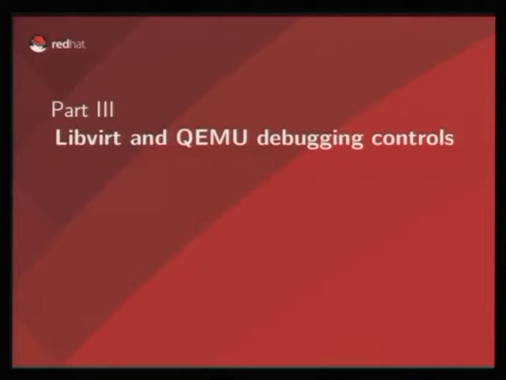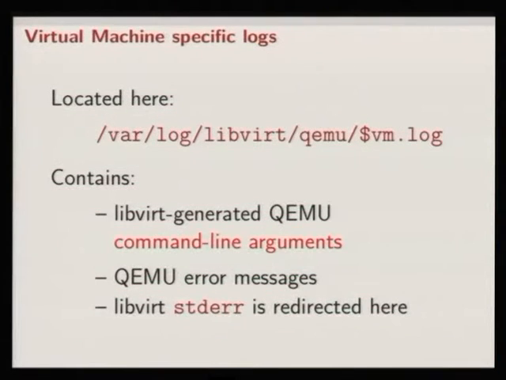So let's see what kinds of debugging controls libvirt and QEMU offer. Most often, the first thing you have to look at is the virtual machine specific logs located in /var/log/libvirt/qemu followed by the instance name, the instance log. It contains mostly the libvirt-generated QEMU command line followed by the error messages from QEMU. That's a useful place to look if you suspect a QEMU issue when you're debugging from a higher management layer. From then on, you might get further clues by enabling log filters and so on. And libvirt's standard error stream is also redirected to the log file.